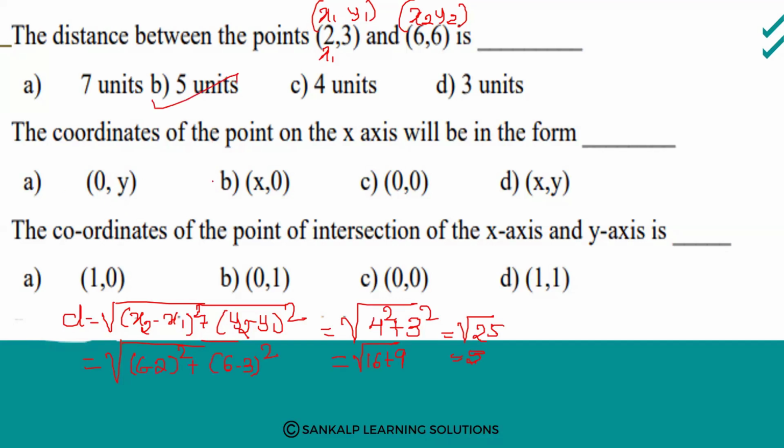Next, the coordinates of the point on x-axis will be in the form. See, coordinates of the point on x-axis. So, in x-axis, the coordinates are (x, 0). That means y is 0 here, but x is x. (x, 0), y is 0 on the x-axis, right? The coordinates of the point of intersection of y-axis and x-axis. Point of intersection, where does it come? The point of intersection means that is origin. Origin is O. Coordinates of origin, that is 0, 0.